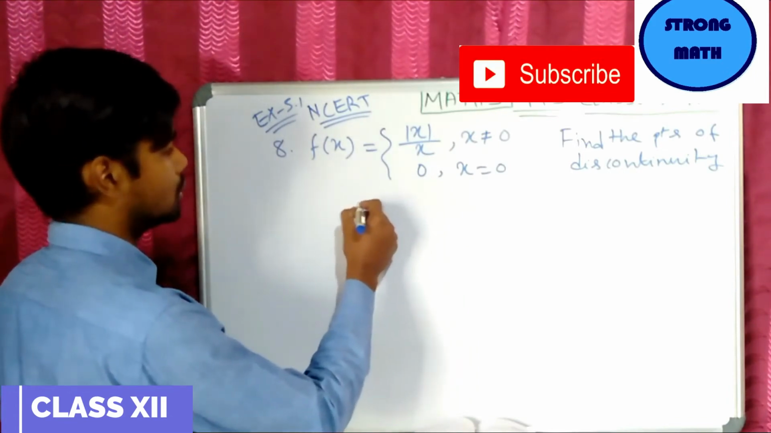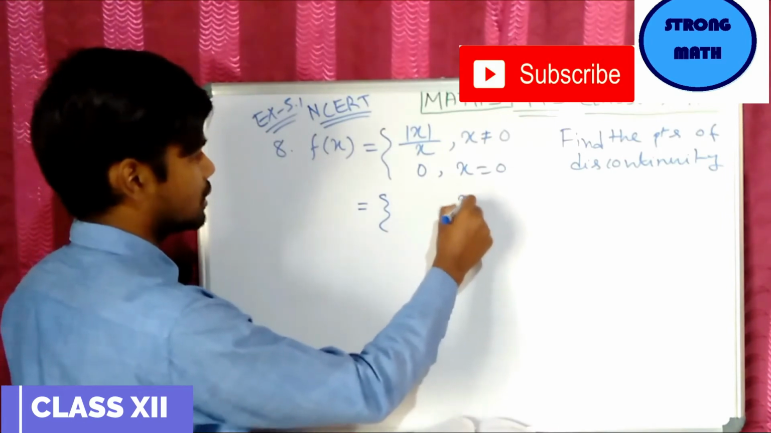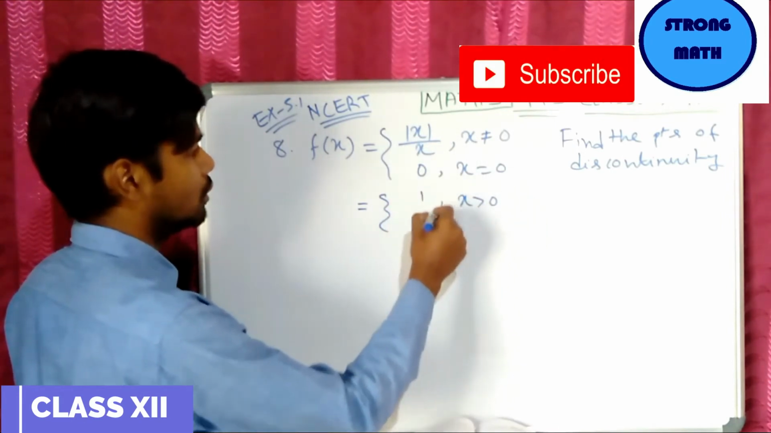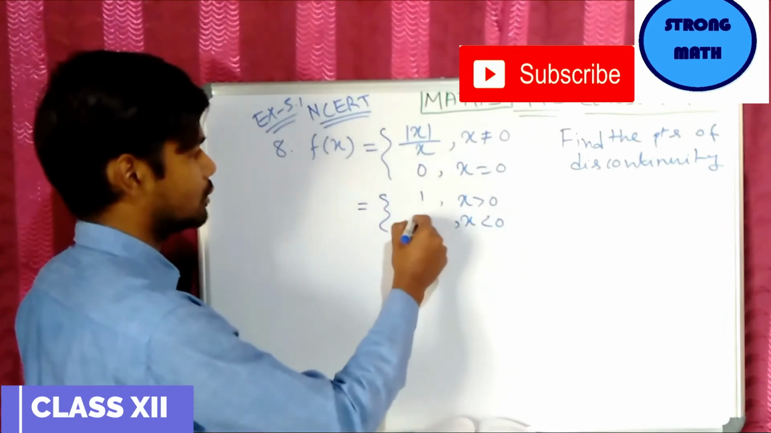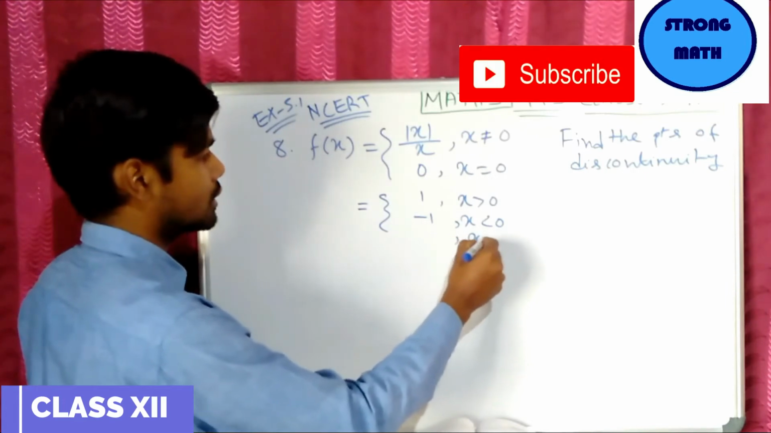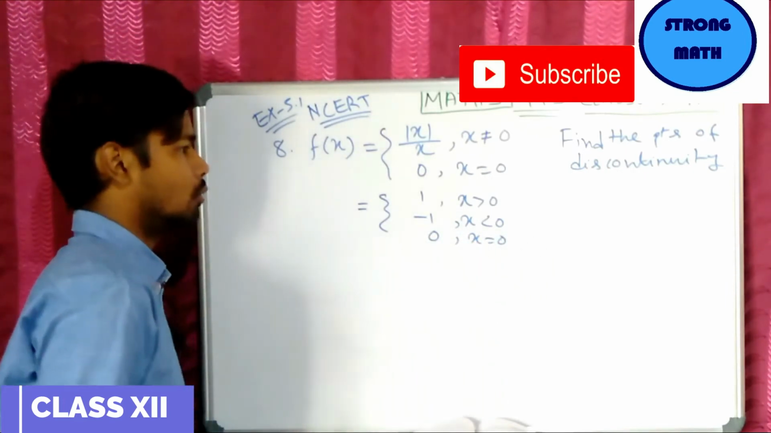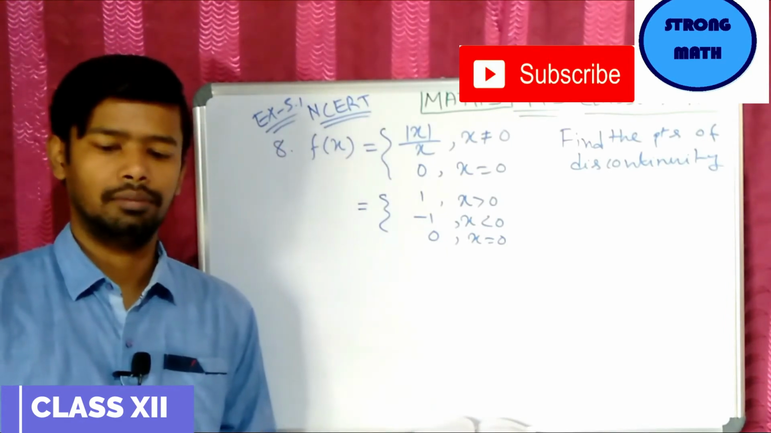At first, rewrite the function. If x is greater than 0, then |x| is x, so x by x is 1. If x is less than 0, |x| is minus x, so this is minus 1, and it is given that for 0 the functional value is 0. We have to find out all the points of discontinuity for this type of function.